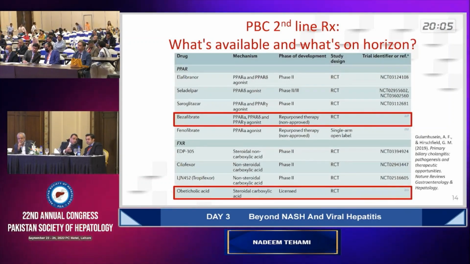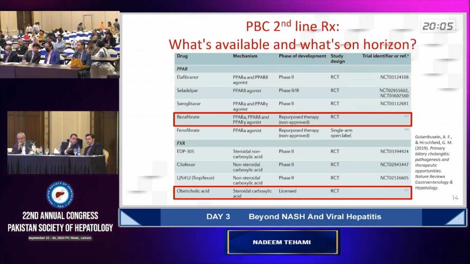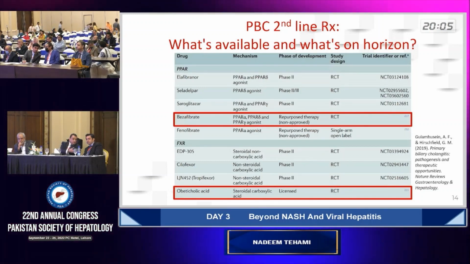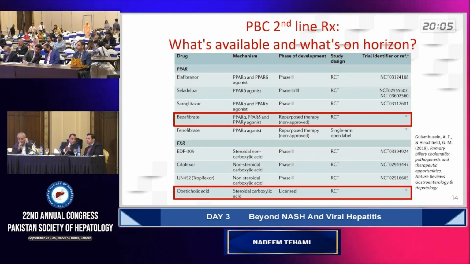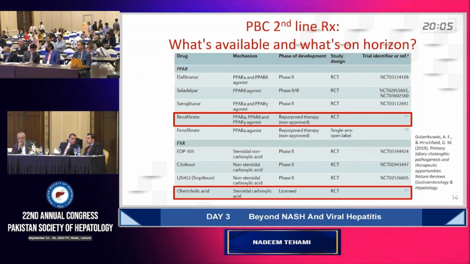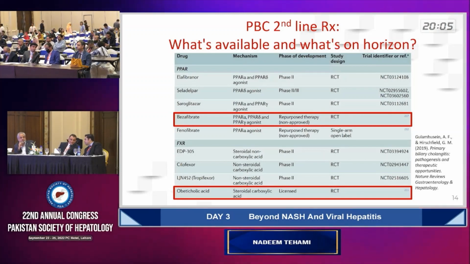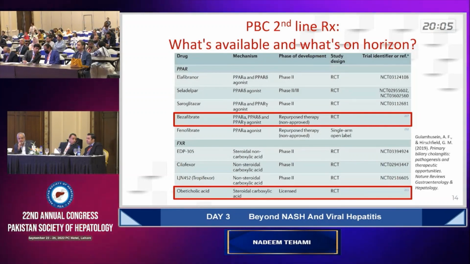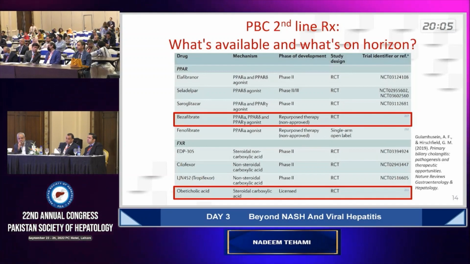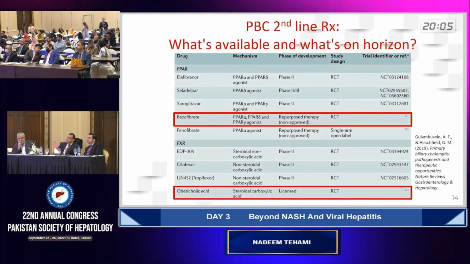We have the first, second, even third line medications available. Second line, obeticholic acid, has not been shown to provide a significant improvement in terms of transplant-free survival or overall outcome. The bezafibrates can be used with ursodeoxycholic acid as second or even third line medications. They are cheap. They're safe as per recent meta-analysis, compared to obeticholic acid, which is expensive, not widely available, and certainly has side effects in the form of pruritus.